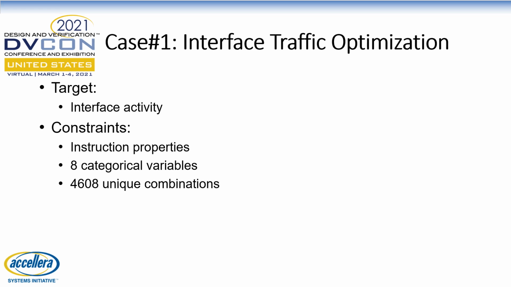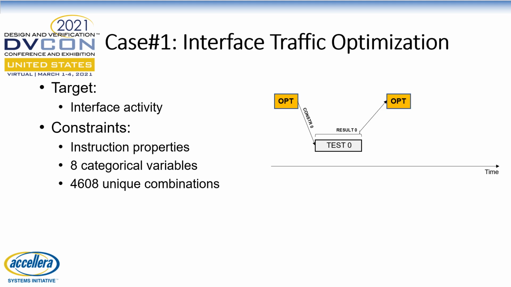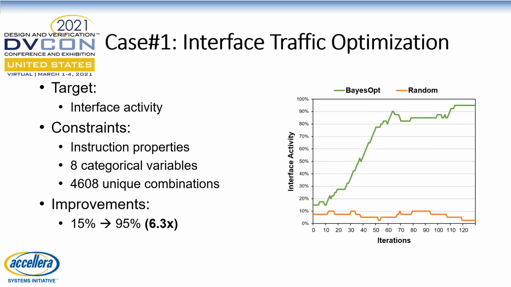In this setup, every iteration involved running a test with the constraints from the optimizer, monitoring the interface activity during the test, and reporting it back to the optimizer after the test finished running. We observed that BayesOpt managed to massively boost the interface traffic 6.3 times from just 15% to 95%. In comparison, the interface activity from the original random constraints languished consistently below 15%.